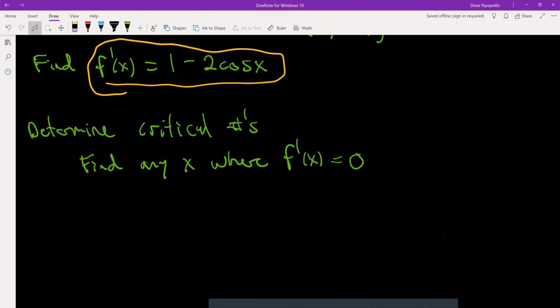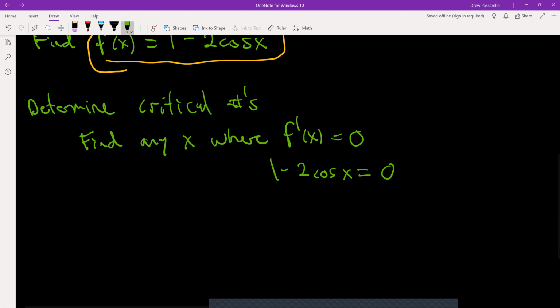So we set 1 minus 2 cosine x equal to 0. And I would subtract 1 from both sides. You have negative 2 cosine x equal to negative 1. And then divide by negative 2. So you have cosine x is equal to 1/2.